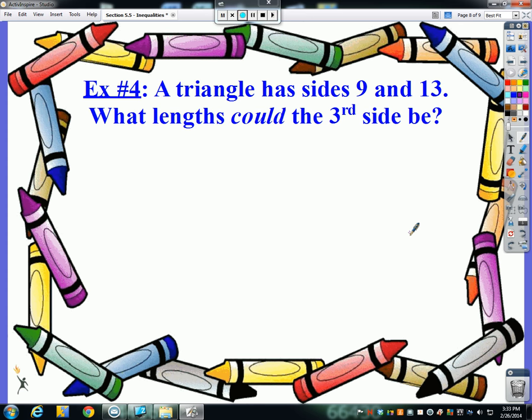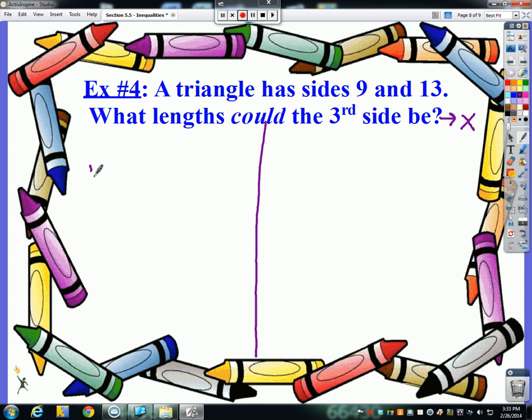Okay? So we could go and we could give lots of numbers. We could technically give infinitely many numbers. It doesn't have to be just a whole number. We could be talking about fractions or decimals as well. So here's what we need to consider. Let me write this out. There's really going to be two scenarios that are going to happen here. And so let's call the third side x. We don't know how big it is, so we'll call it x.